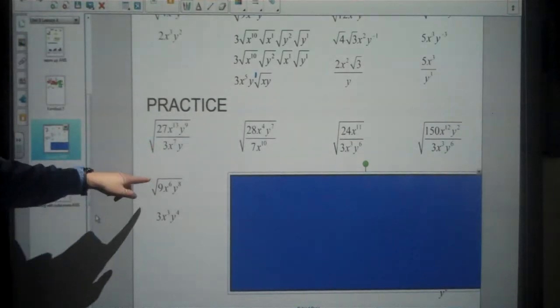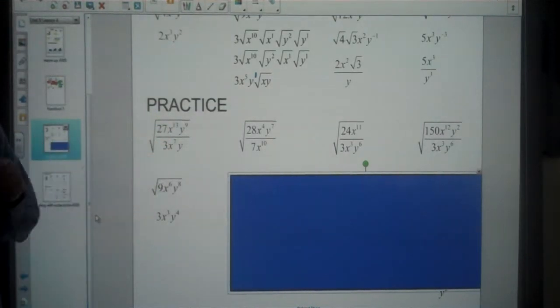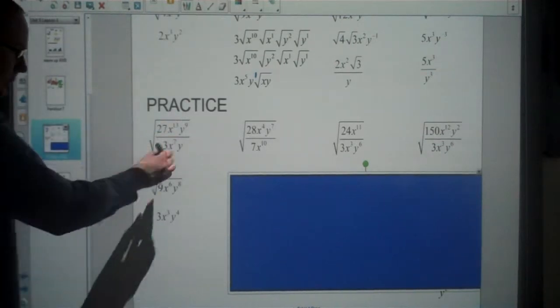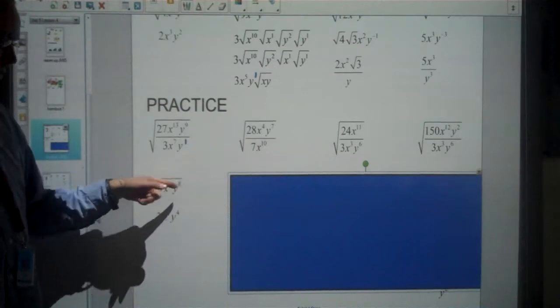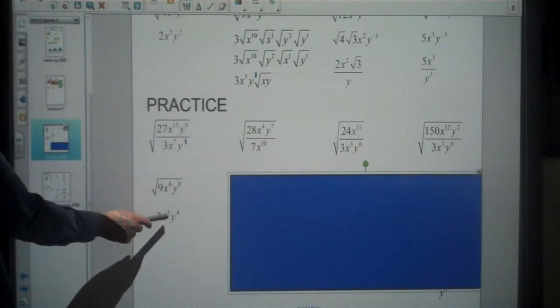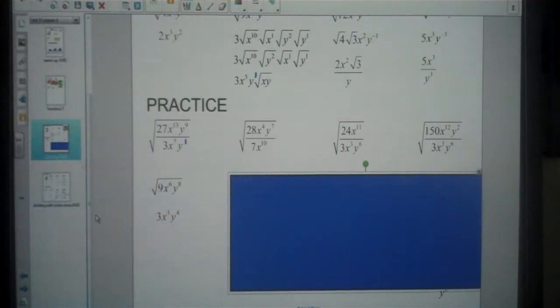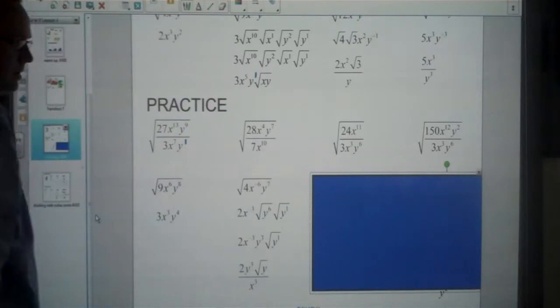So 27 divided by 3 is 9. Divided, so subtract the exponents. 13 take away 7 is 6. 9 take away 1 gives us 8. And as these are both even numbers and it's a square root, we can just half the exponents. So half of 6 is 3, and half of 8 is 4, and the square root of 9 is 3. We move on to our next one.